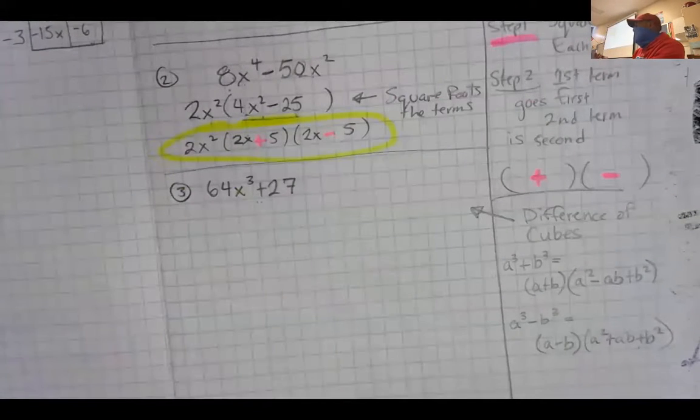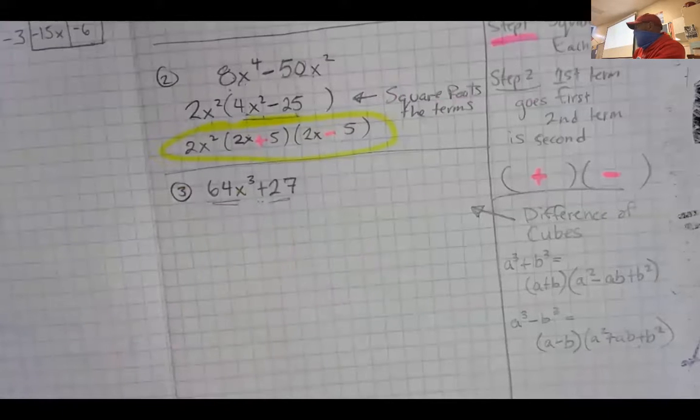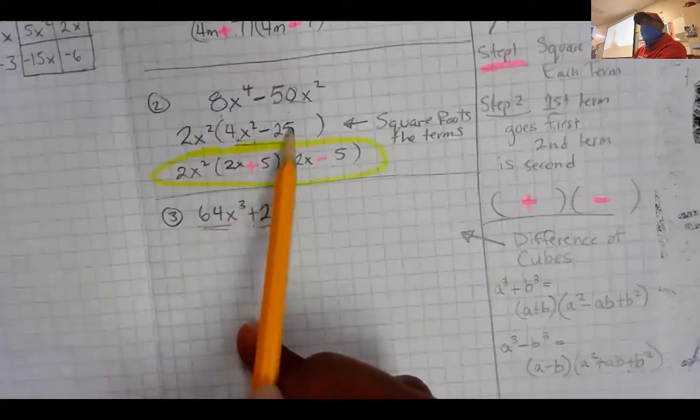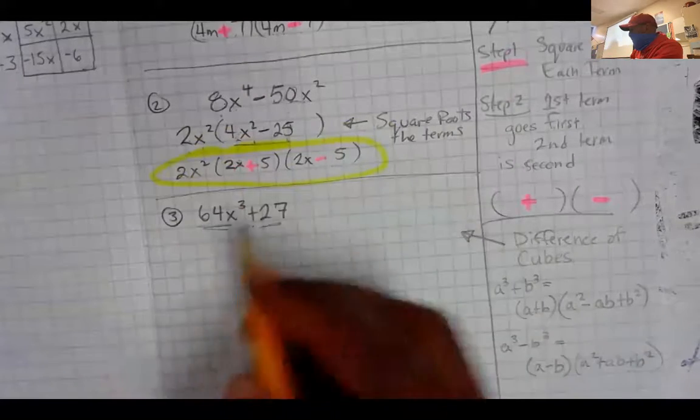Okay, so the first thing you've got to do is find A and B. Your A comes from your first term, your B comes from your second term, all right? And just like I did up here where I square rooted the first and last term, instead of square rooting, I'm going to cube root these two terms.